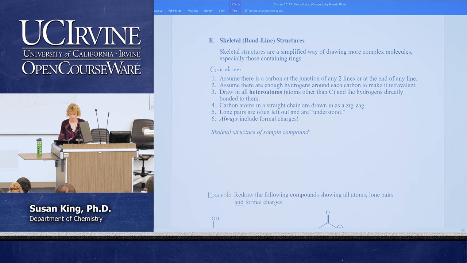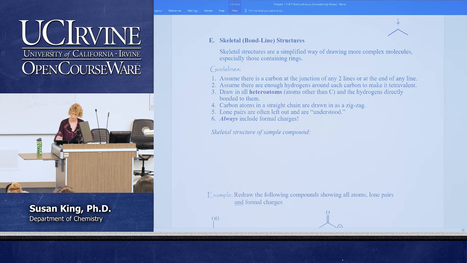So the guidelines: assume that there is a carbon at the junction of any two lines or at the end of any line. So for example, if I have this, that means that at this juncture right here, there's a carbon. At the juncture of any line is a carbon. Assume there are enough hydrogens around each carbon to make it tetravalent. So carbon would have 4 bonds.